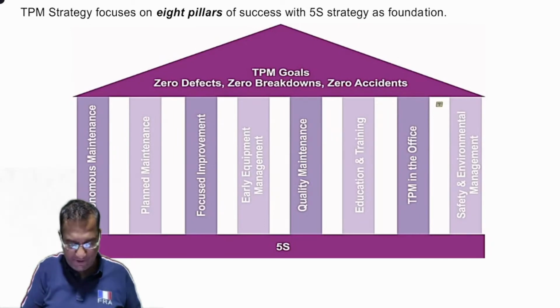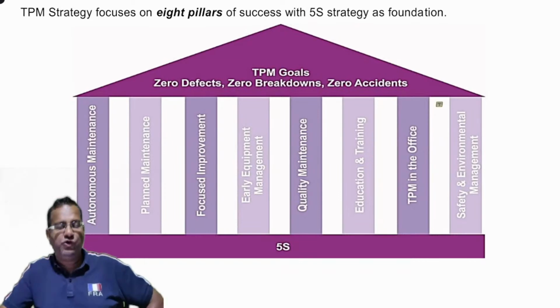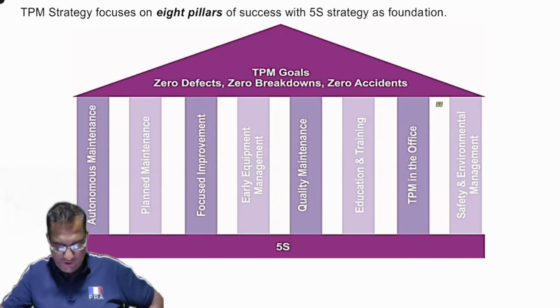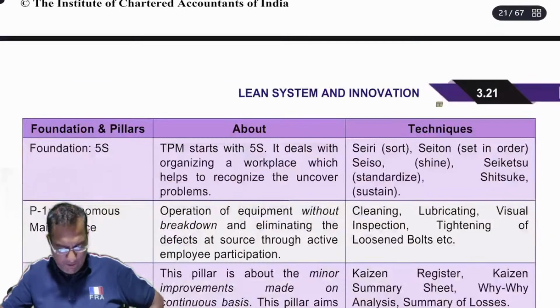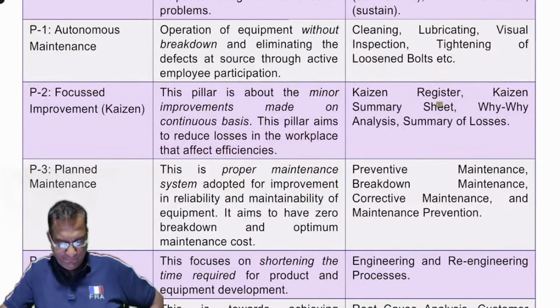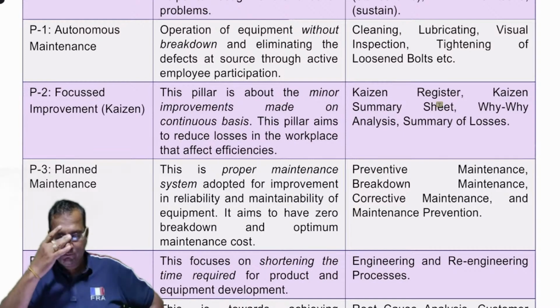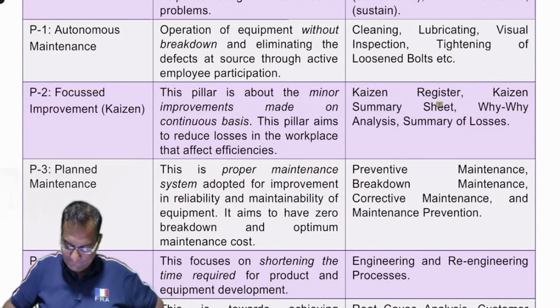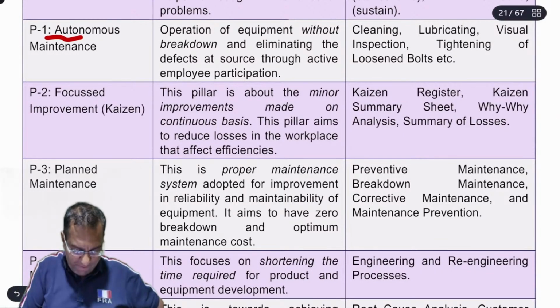Please write down in your copy, beta. 8 pillars of TPM. Give the heading. Write down pillar number 1. You can write also P1. P stands for pillar. P1, autonomous maintenance.